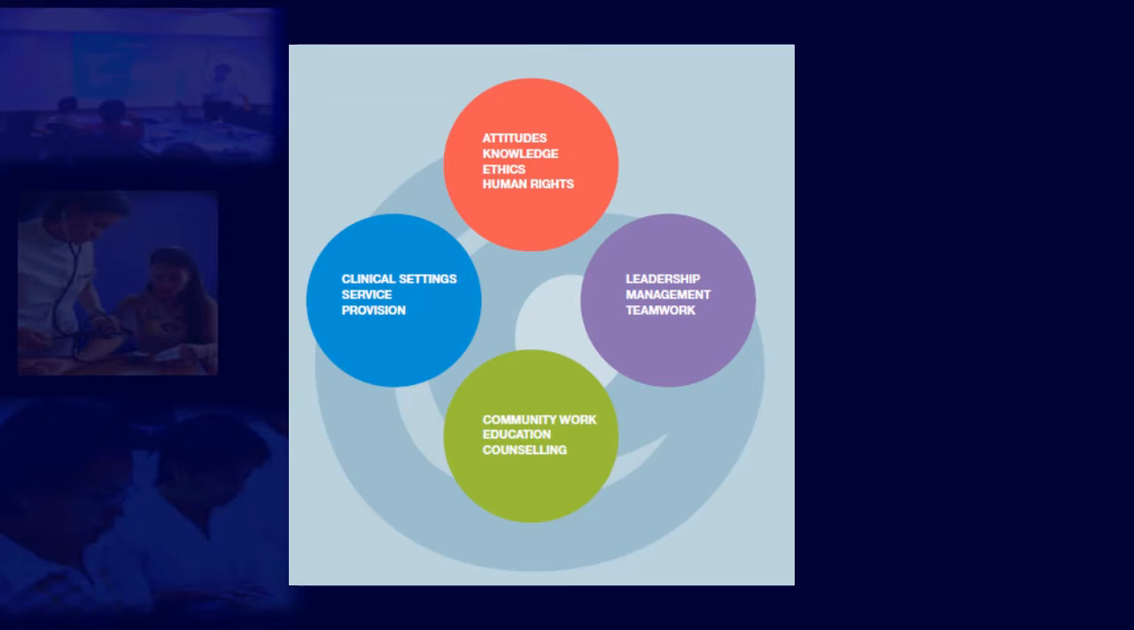Another example of detailed task analysis related to reproductive health work is shown here. The competency analysis was organized by the World Health Organization and I acted as one of the technical advisors to this endeavor. The color-coded circles represent the different roles that a primary reproductive health worker will play. These are service provision, community work, educational counseling, and leadership and management. All these roles will have to be performed in the context of acceptable ethical standards and respect of human rights.